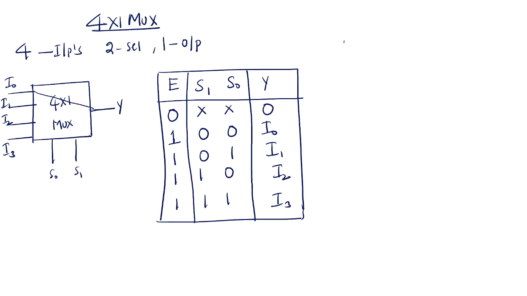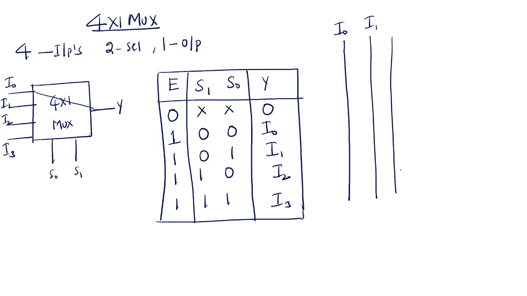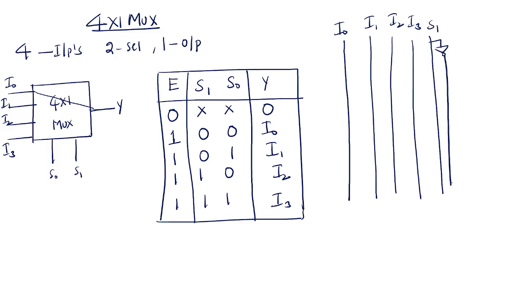So let us take the 4 inputs. What are the 4 inputs? I0, and next I1, I2, and I3, and selection S1 is there, no? So this is S1. S1 is connected with an inverter, S1 bar, and S0 is connected with an inverter, S0 bar. Enable is also there, but here I'm not indicating.